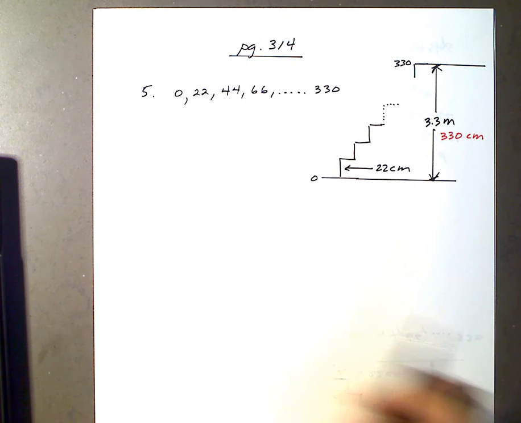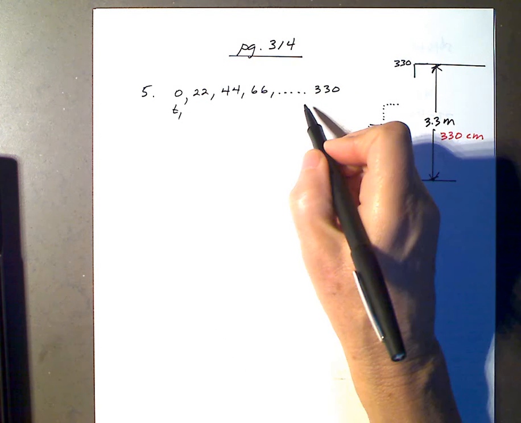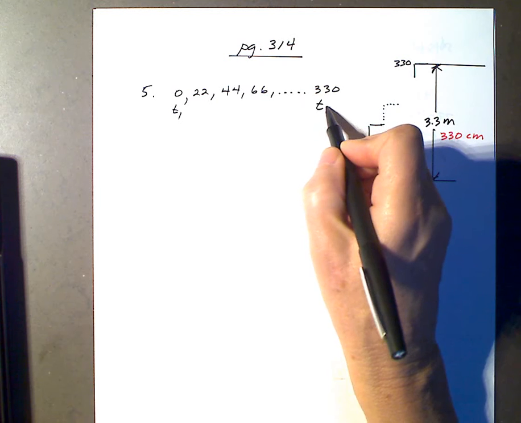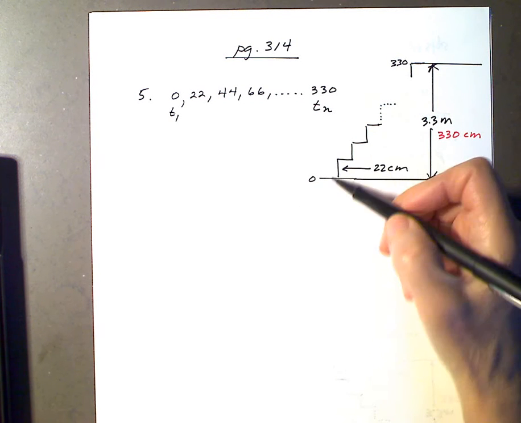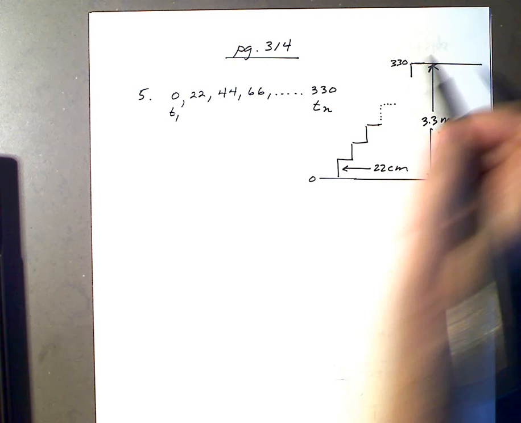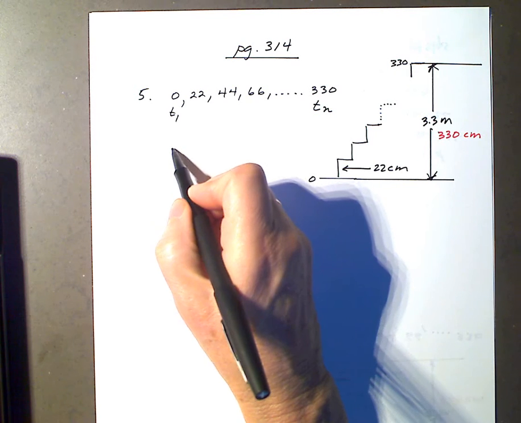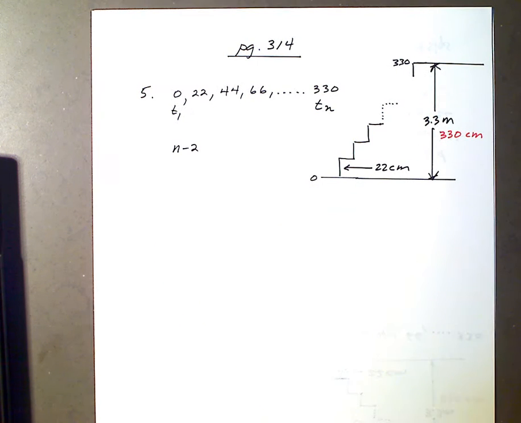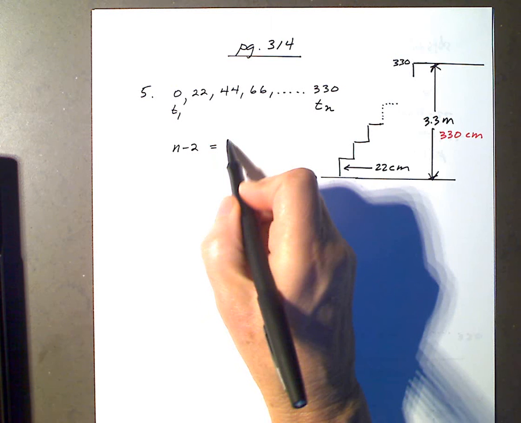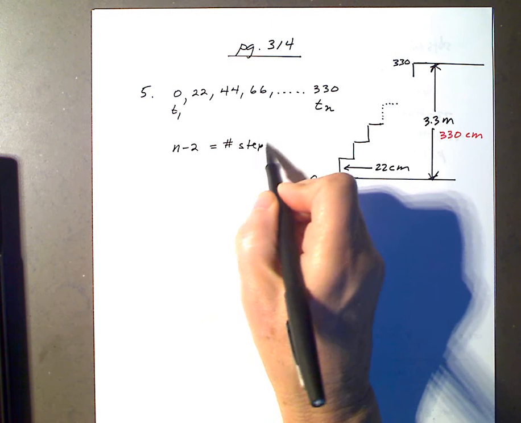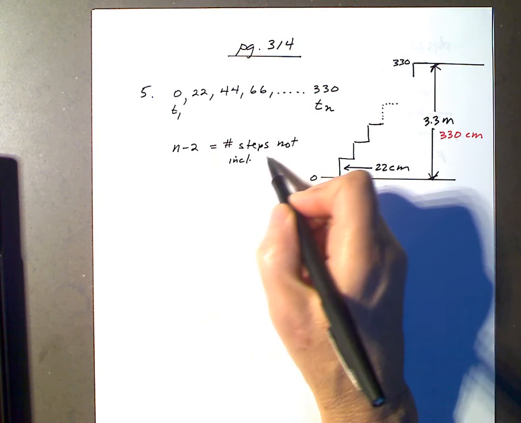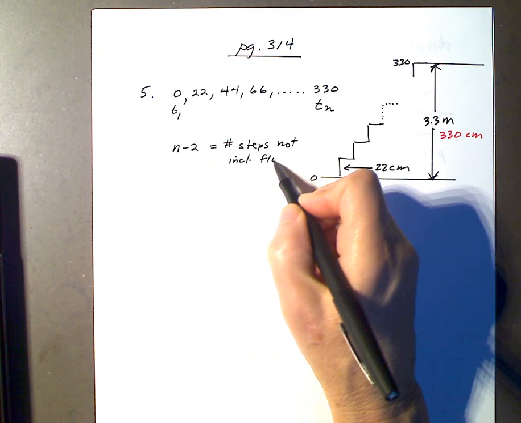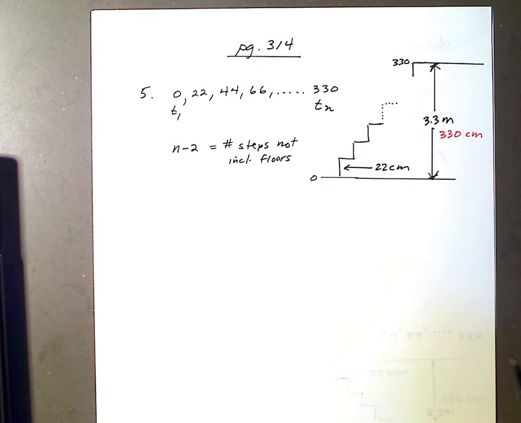So I'm going to call this term 1, and I don't know how many steps there are. But under this scenario, if I don't count the bottom floor and the top floor, the number of steps I'll be interested in at the end will be n minus 2. So this is not including the floors at the bottom or the top.